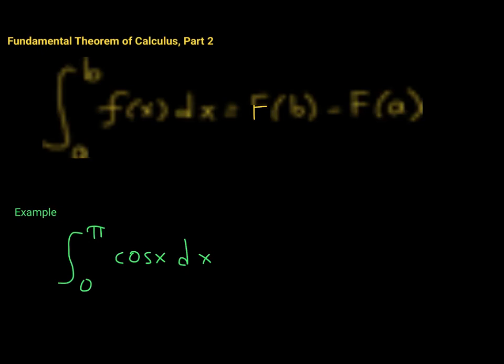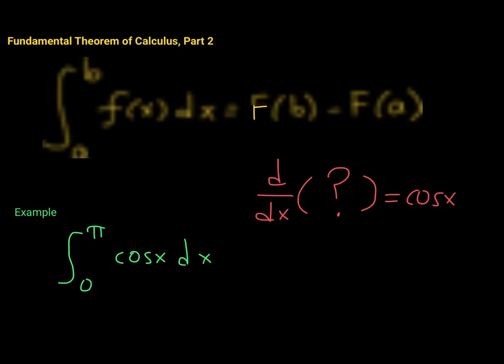To find an antiderivative for cosine means find a function whose derivative is cosine. So in other words, find a function such that when I evaluate the derivative of that function, I get cosine of x. So what would this be? This would be the antiderivative of cosine. Well, that's sine of x. So sine of x is an antiderivative for cosine.